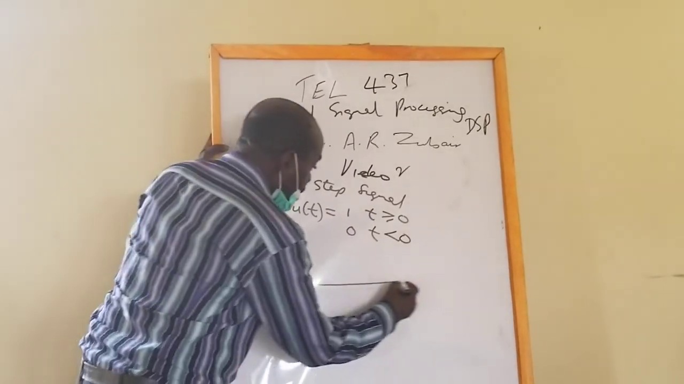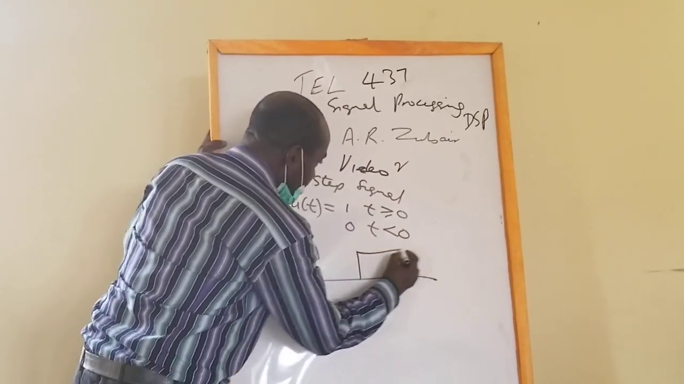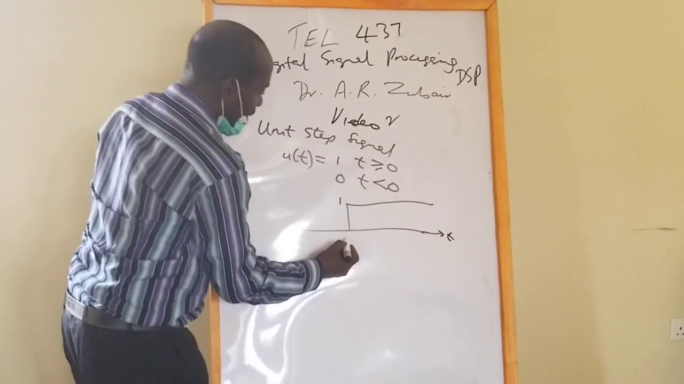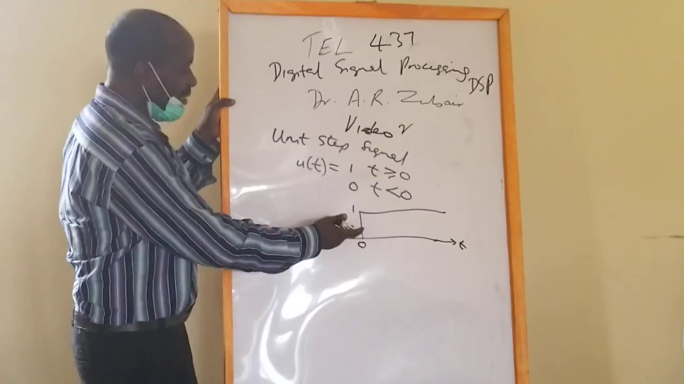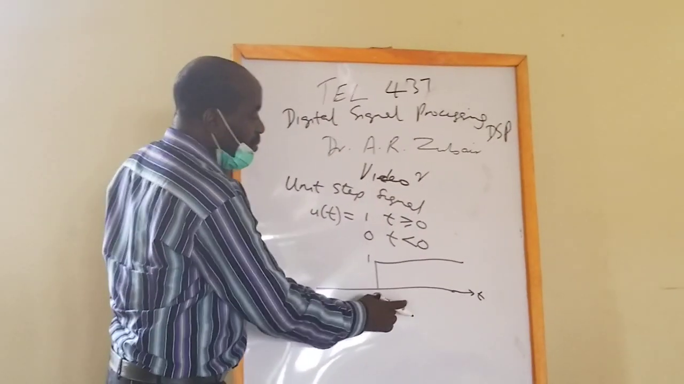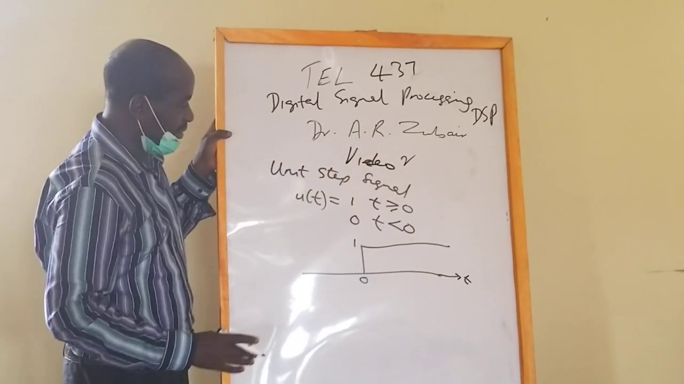That means in terms of waveform, it will look like this. The height will be 1. This is the time axis. This is 0. The signal will be 0 from 0 to minus infinity. It will be plus 1 from 0 to plus infinity.